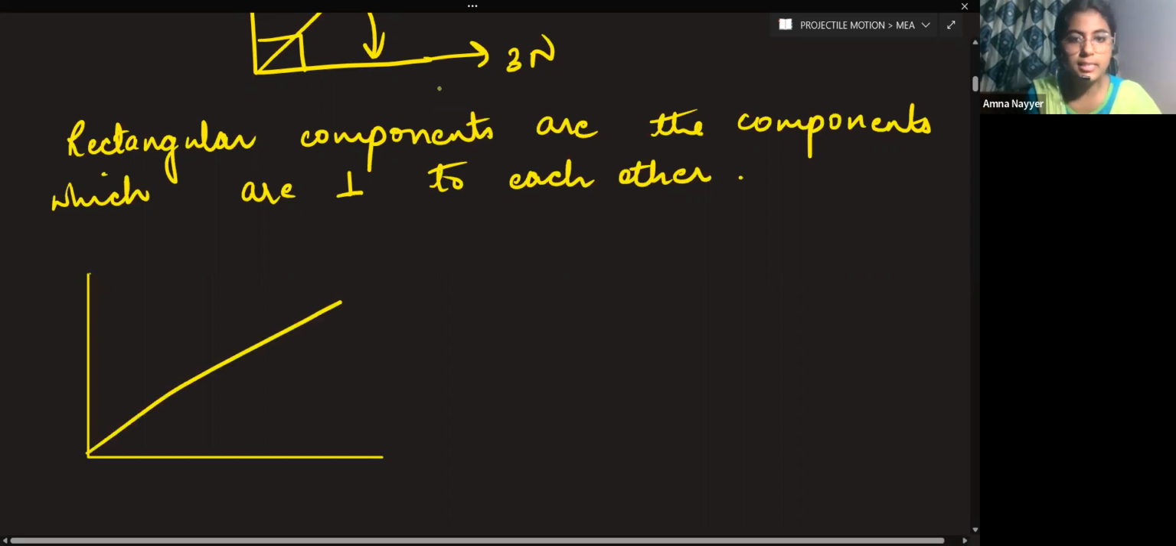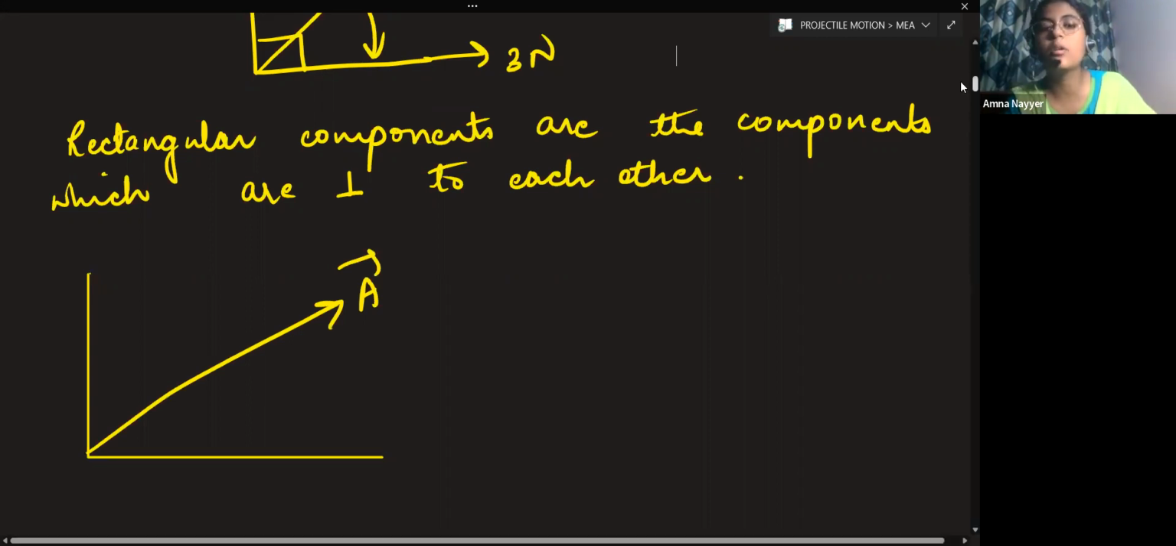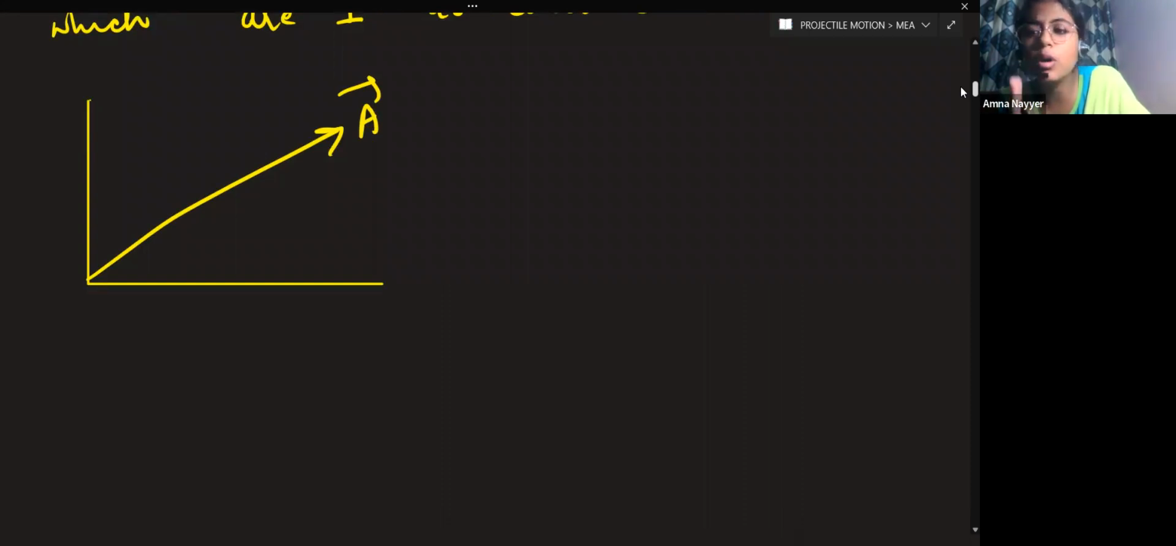Let's say this is some vector A. Now, throughout your physics, even 12th physics, you will be just requiring rectangular components. Forget about any random angle that is made between the two components. You are just concerned with the knowledge of rectangular components. Now see here what will happen.